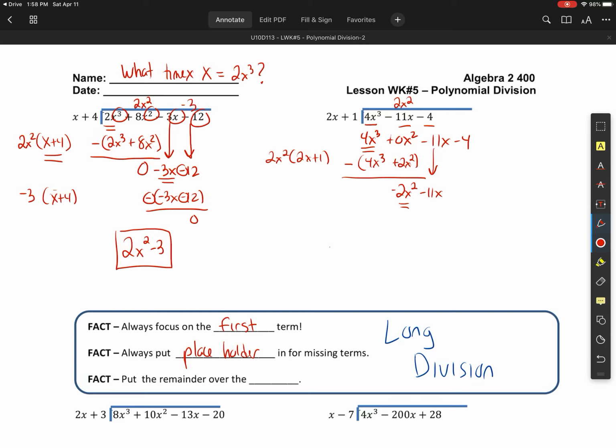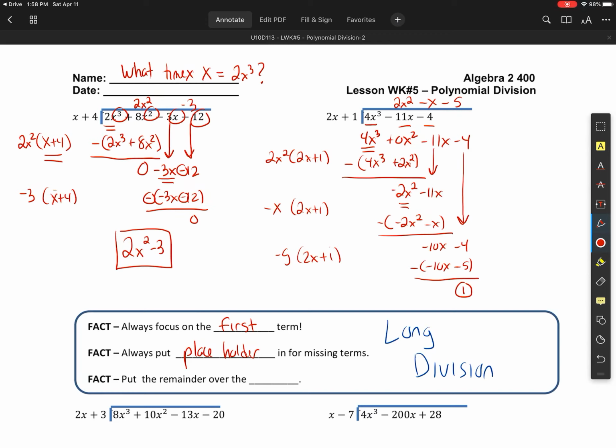So, question, 2x times what is negative 2x squared? In this situation, negative x. Negative x times 2x plus 1 is negative 2x squared minus x, which leaves me with negative 10x. Bring down the negative 4. Alright, 2x times what gives me negative 10x? Negative 5. Alright, work through, I have a remainder of 1.